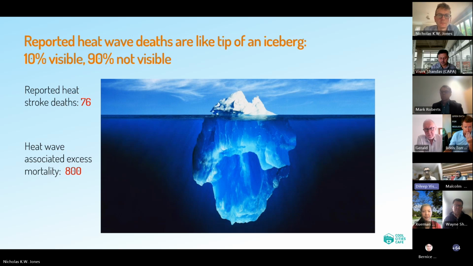So that is why this picture of an iceberg. What we see as registered heat stroke deaths in many countries and developing countries is only the tip of the iceberg, only 10%. That's why I again want to emphasize that we must look at all-cause mortality to figure out what is the impact of heat waves. Next slide, please.